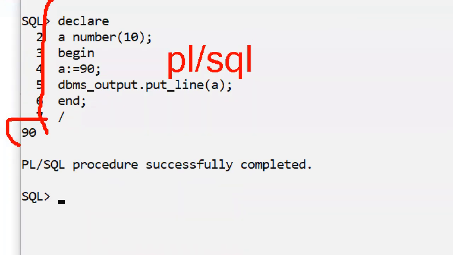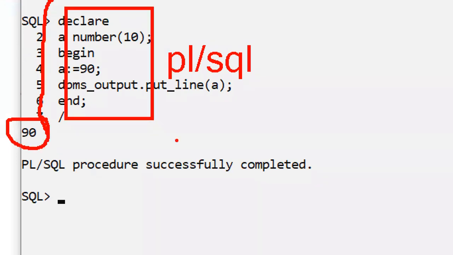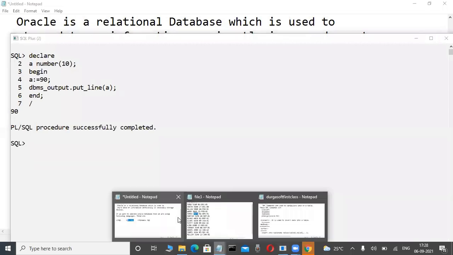Procedural language extension for SQL. What is that? This is the type of coding we are writing. How can I write it? What are the uses? Why are we using it? That is the code we are learning.